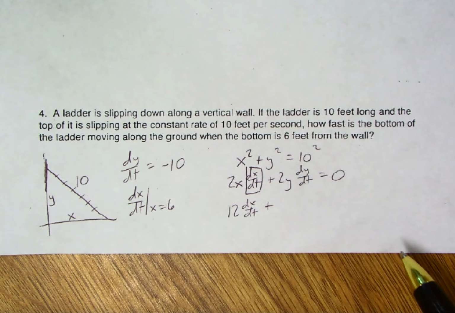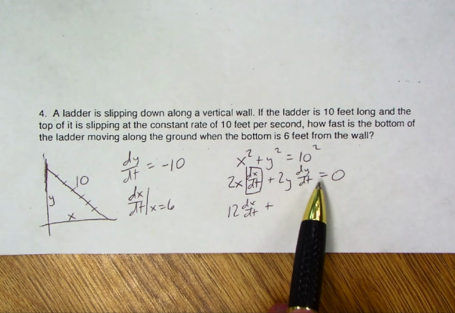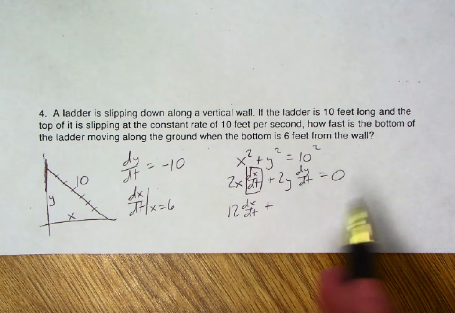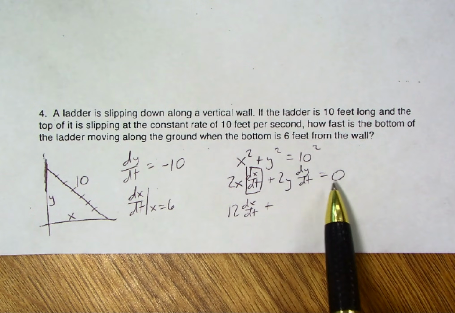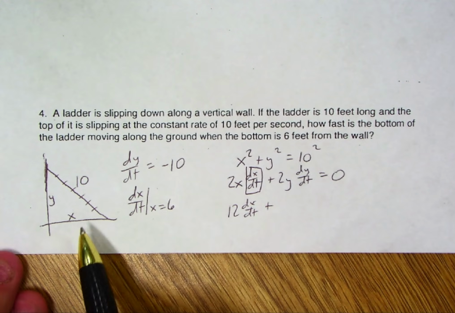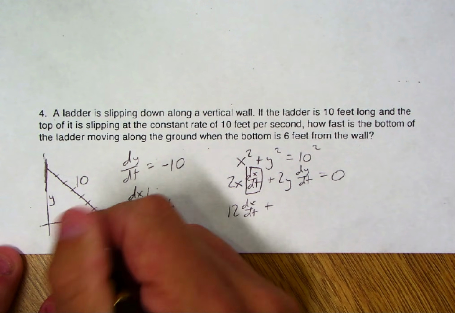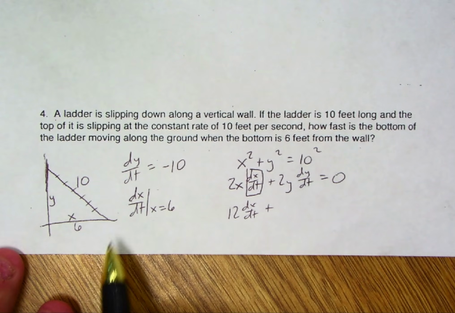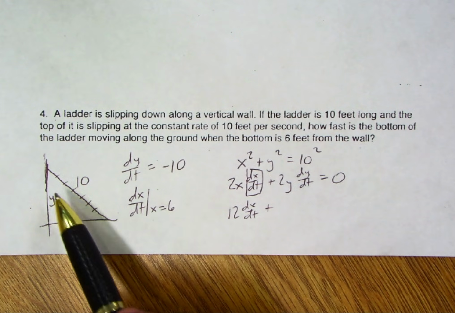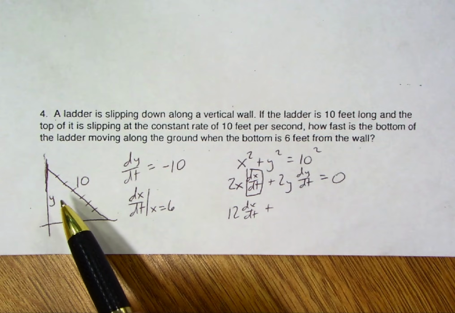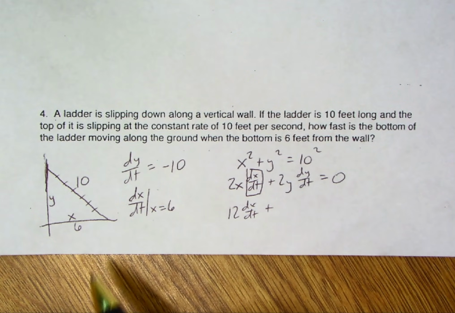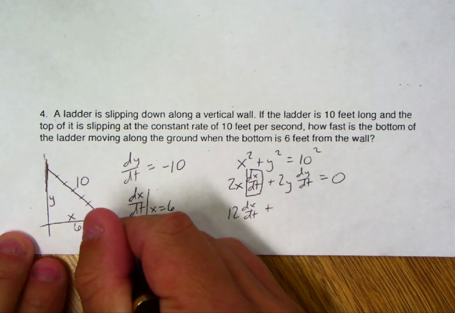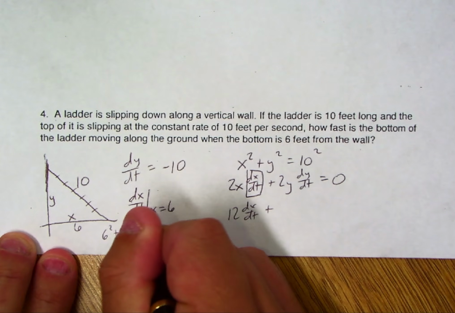But think about this. We have now frozen time. When you differentiate with respect to time, you have frozen time. Think about how cool of a superpower that is. The ability to stop time. You just did it. Well, that means now, in this moment in time, if x is 6 and the hypotenuse is 10, I can figure out the y value right now at this moment. I can actually do the Pythagorean theorem to figure out what y is at this moment in time. I can do 6 squared plus y squared equals 10 squared.